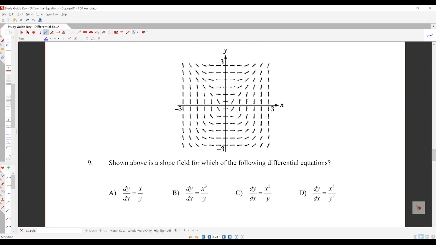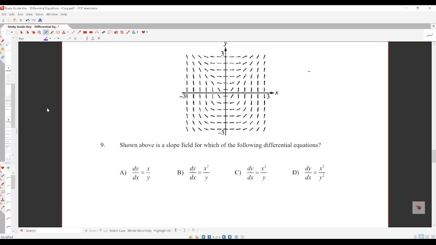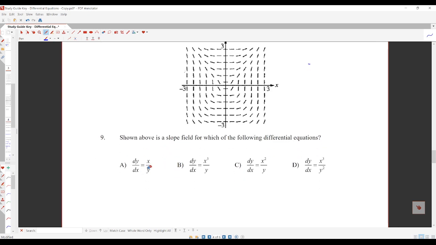Number 9, shown is the slope field for which of the following differential equations. And so again, we look at this idea that if x is 0, okay, and let's do that even down here. Let me actually zoom out just a smidge so that we can write below and still see the slope field. So again, if x is 0, then in all of these, dy/dx is 0.